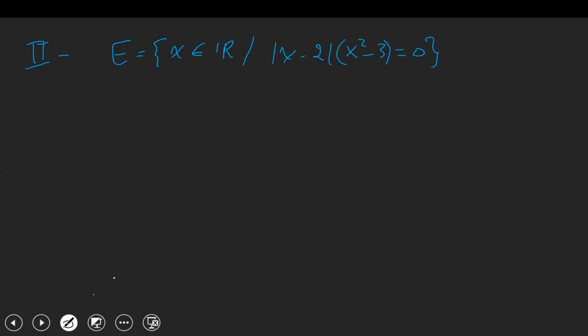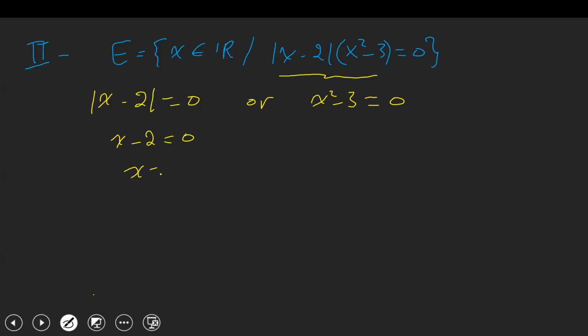We want to find X, simply, and we want to solve this one. According to the product rule from grade 7, if I have a product equal to 0, then at least one of the factors must be equal to 0. This means X minus 2 equals 0 or X squared minus 3 equals 0. As we know, in the absolute value, if X minus 2 is equal to 0, then X is equal to 2.